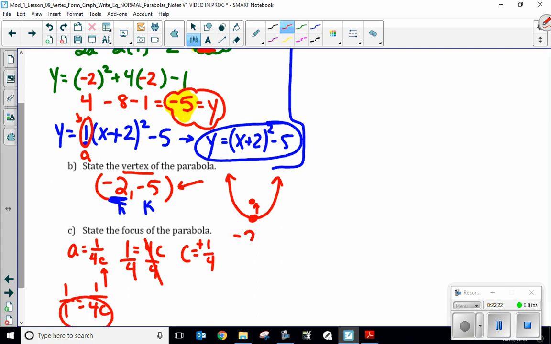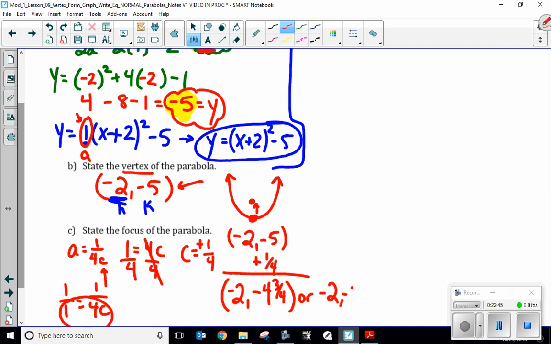So I take my vertex and I add 1/4 to get my focus. Negative 2, the x doesn't change. If I have negative 5 and I go up 1/4, that would bring me to negative 4 3/4. Or you can write it negative 2, comma, negative 4.75, because I know everybody loves decimals. And that's how you find the focus.